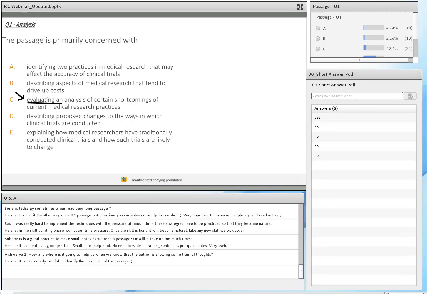Are the pros and cons of current medical research presented? No, there are no pros of current medical research, by the way. The second thing, for those of you who are saying yes, what are the pros of current medical research? The second thing you have to ask yourself is, why has the author written the passage? Is the author primarily talking about the shortcomings and evaluating the certain shortcomings, whether they're truly shortcomings or not?